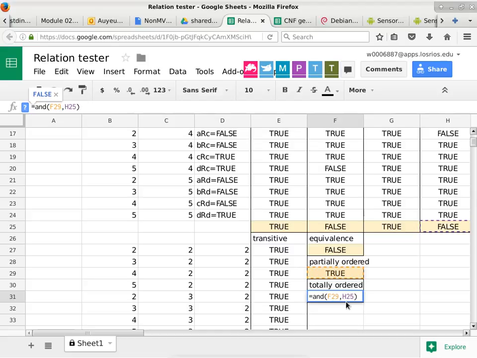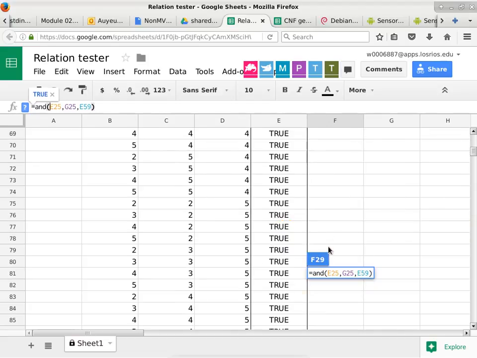What do you mean by partially ordered? Well, click it and find out, right? That's the whole thing about this spreadsheet. It is kind of an alternative way to represent all of these properties. Okay, so when you click on this one, you can look at the equation. In order for something to be partially ordered, it has to be E25, which is reflexive, G25, which is antisymmetric, and E59, which is transitive.